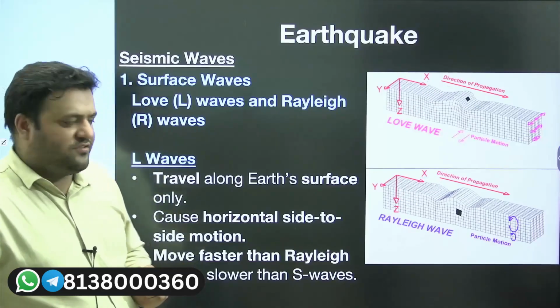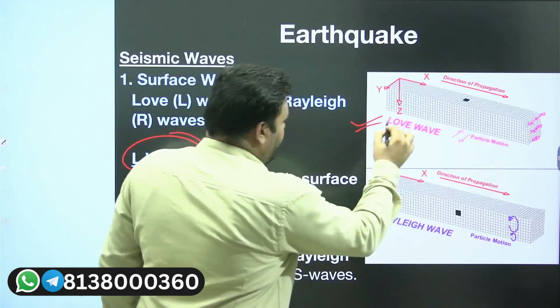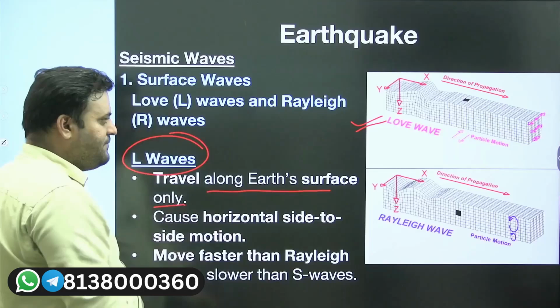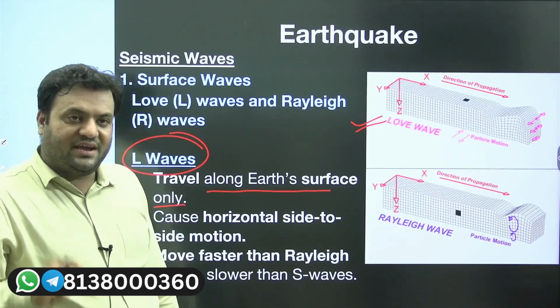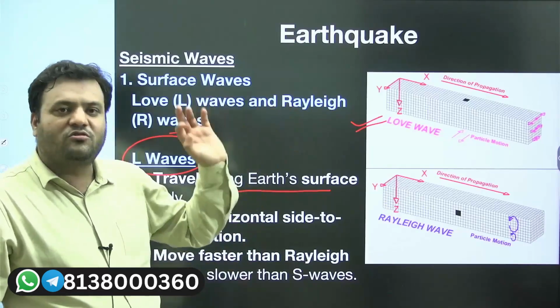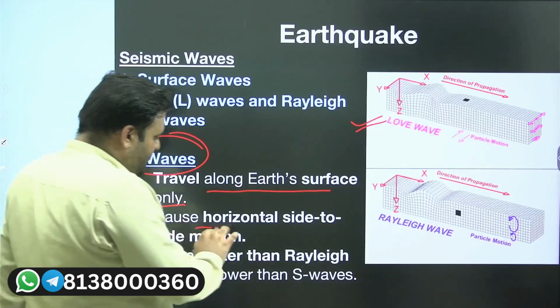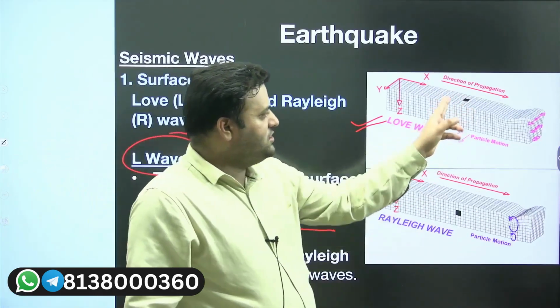With respect to this L wave, it travels along the Earth's surface. It will not propagate in the crustal part. It will propagate on the horizontal surface. And yes, what does it cause? Horizontal side to side motion.